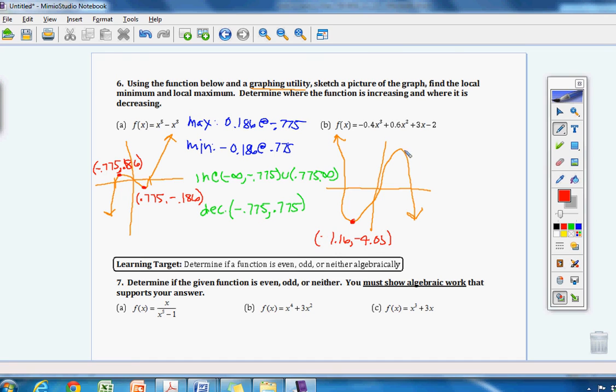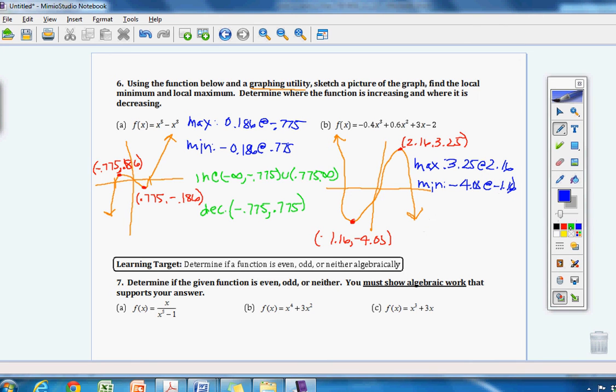And the max point, the actual point, is going to be (2.16, 3.25). Okay, so the maximum value is 3.25 at 2.16. The minimum value is going to be negative 4.05 at negative 1.16.